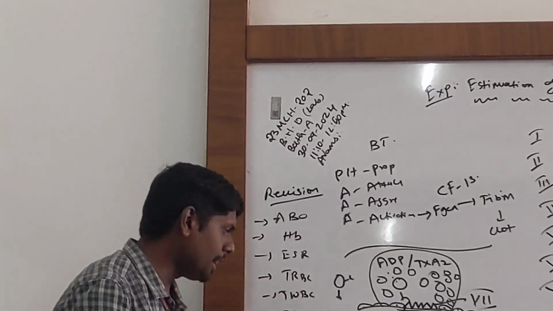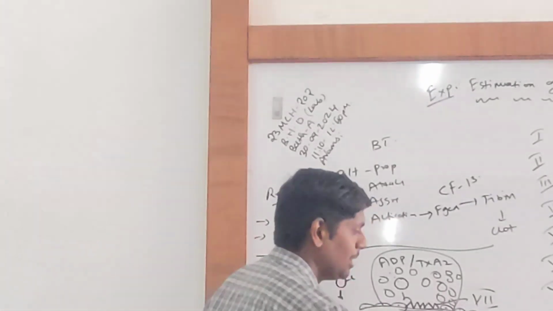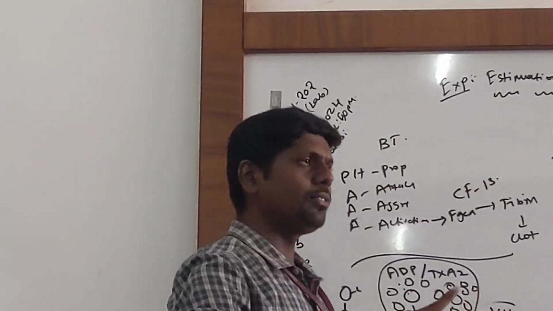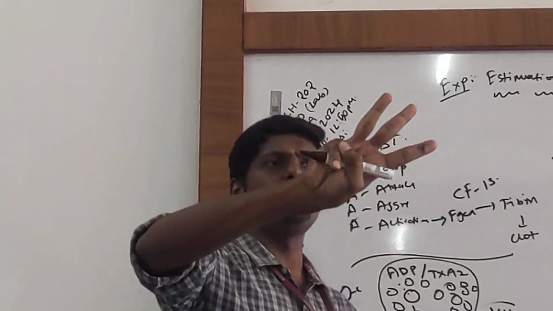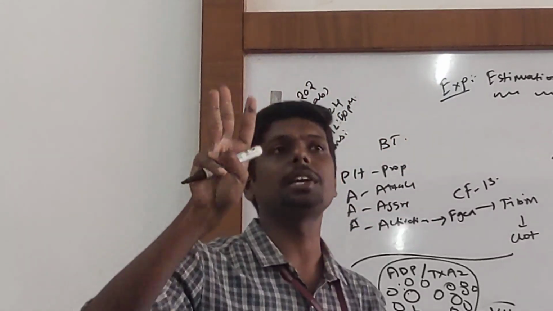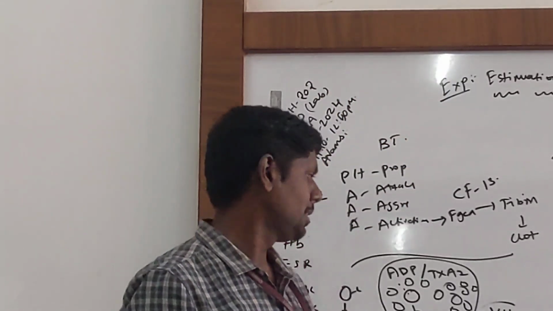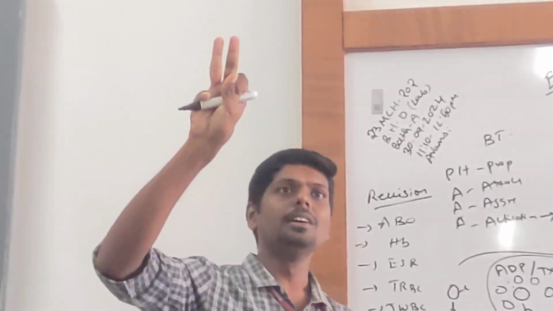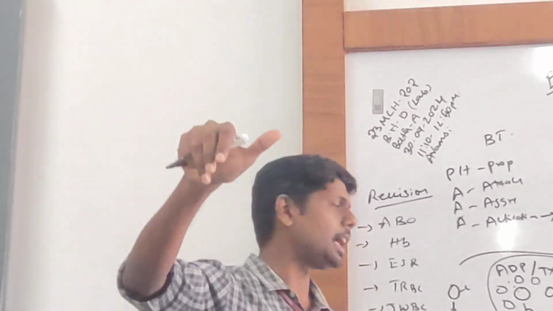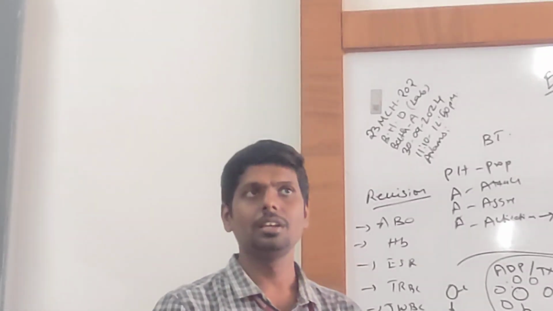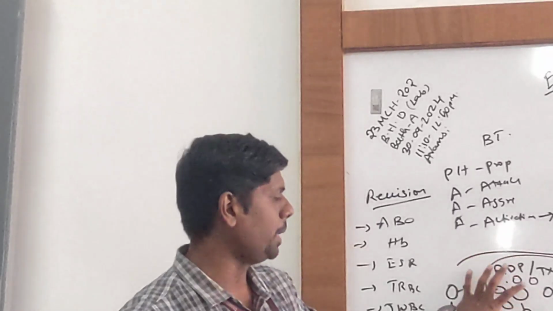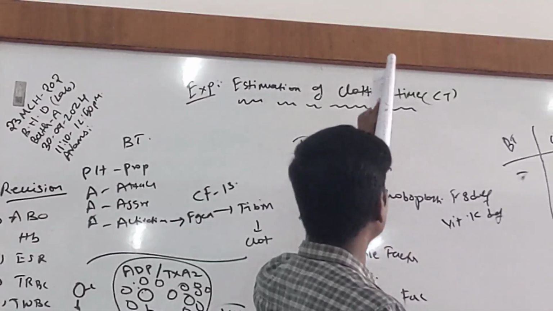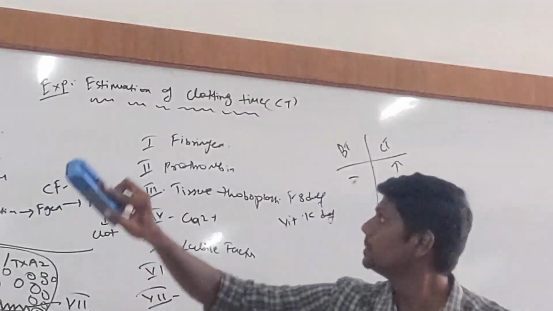bleeding. So bleeding time checks three important things: platelet activity, factor VIII and PF3, and third, blood vessel wall integrity. These are the major focus areas of bleeding time: blood vessel wall integrity, platelet function, platelet count, and these two factors. Clear, right? This is all about bleeding time. Then coming to clotting, I will discuss clotting in detail because today's topic was clotting time estimation.